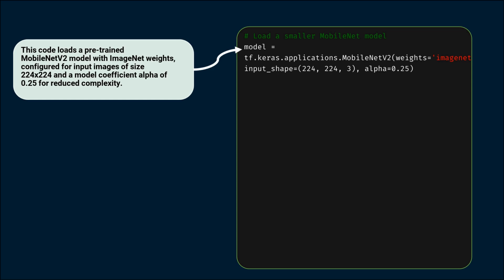We also introduce the alpha parameter, which determines the model's width. By setting alpha equals 0.25, we opt for a smaller model, reducing the number of filters in each layer. This not only minimizes the overall model size, but also enhances inference speed, making it particularly well-suited for low-resource devices. This flexibility allows developers to select the most appropriate model variant based on their application's requirements, effectively balancing performance and efficiency.